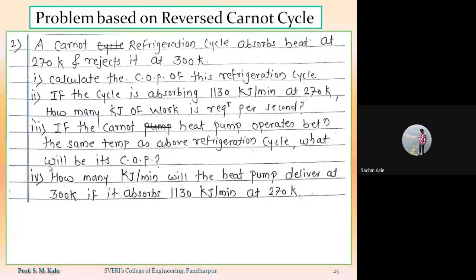Then third part, if the same Carnot cycle is used as a heat pump, which operates between the same temperature limits as the refrigeration cycle above, that is nothing but 270 Kelvin and 300 Kelvin, then what will be its COP? That means third one, we have to find out the COP of heat pump, and fourth one, how many kilojoule per minute will the heat pump deliver at 300 Kelvin if it absorbs 1130 kilojoule per minute at 270 Kelvin.